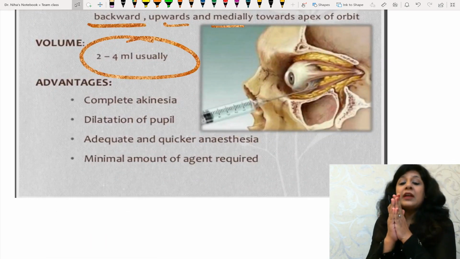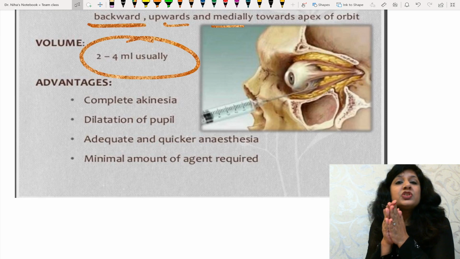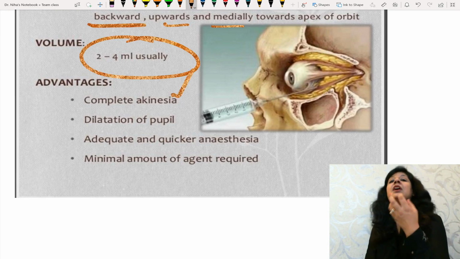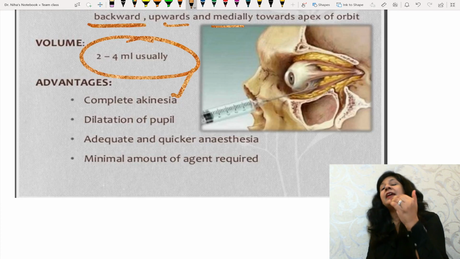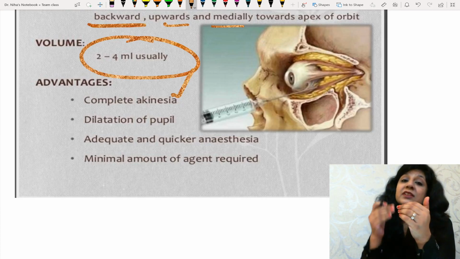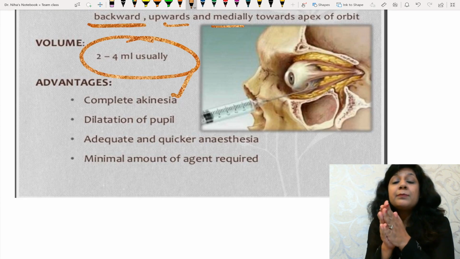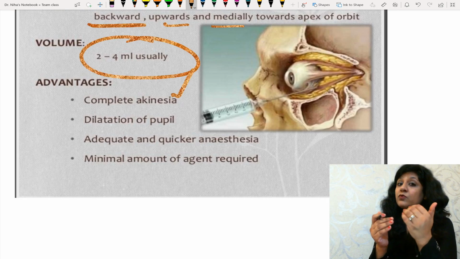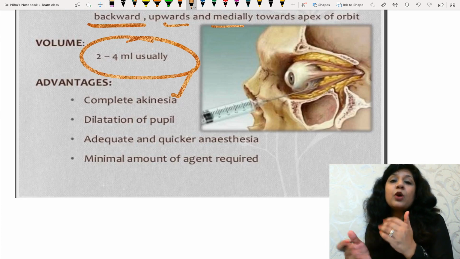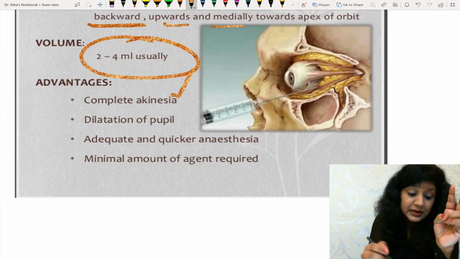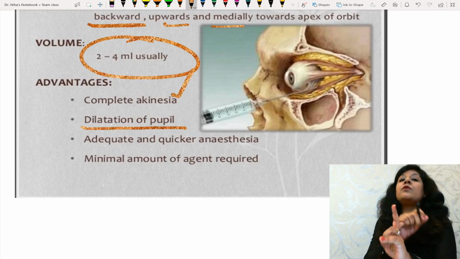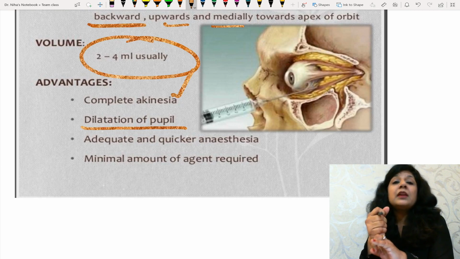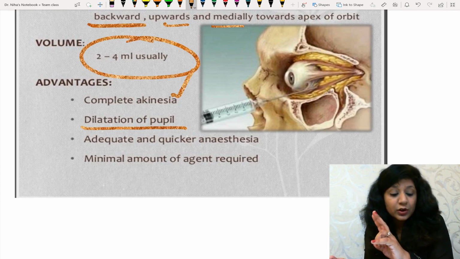Now, what are the advantages? The advantages of the retrobulbar block: first of all, complete akinesia. Here we are able to achieve complete akinesia, while akinesia is much less in cases of peribulbar block. Though we are not doing the retrobulbar block nowadays, this was a good advantage over the peribulbar block. Second important thing, the pupil was dilated, and that was helpful for the surgeries also.